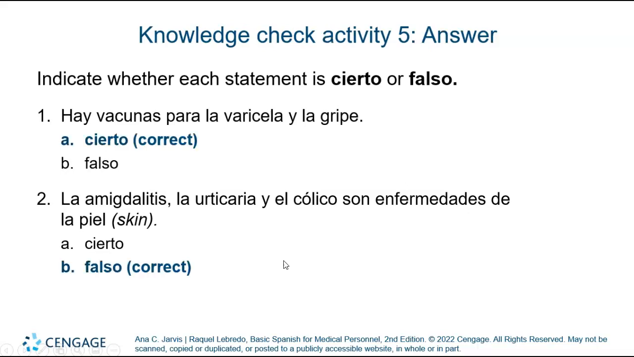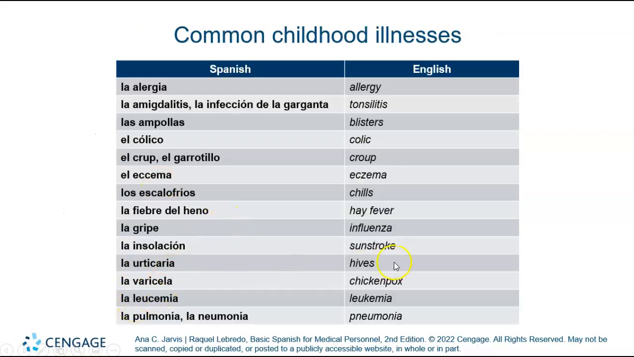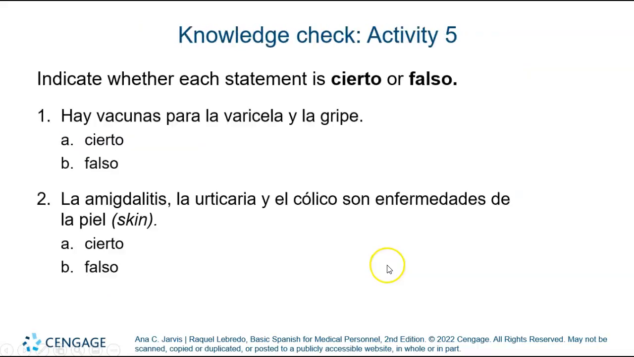Okay, here we go. Cierto, hay vacunas para la varicela y la gripe. You can get a flu shot, and a chickenpox has a vaccine. Amigdalitis, urticaria y el cólico son enfermedades de la piel. Falso. Falso. This just the first one is in your tonsils. So absolutely not. Colic and urticaria, let's go back to that one. Hives. That would be the only one. Otherwise, no.